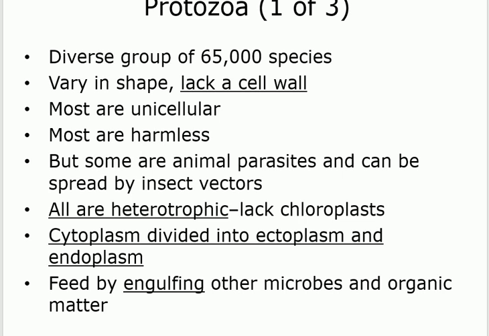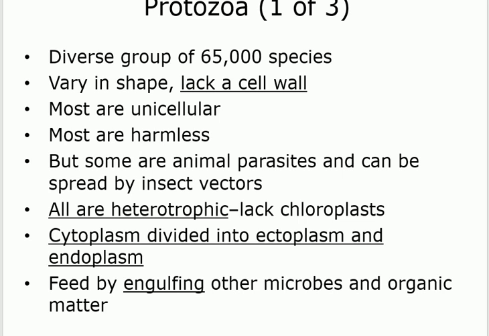Like those that can invade us through an insect vector. Like malaria, for example. Do you know malaria? How does it come to us? Mosquitoes, right? Which is an insect, and it lives in the mosquito, and it can get into our blood. Malaria is an example of a parasitic one. All of these protozoa are heterotrophic. Do they have chloroplast or chlorophyll? They do not have chloroplast or chlorophyll. So they have to be heterotrophic.